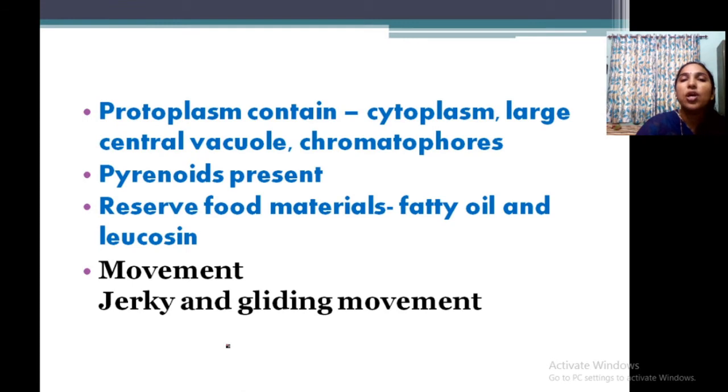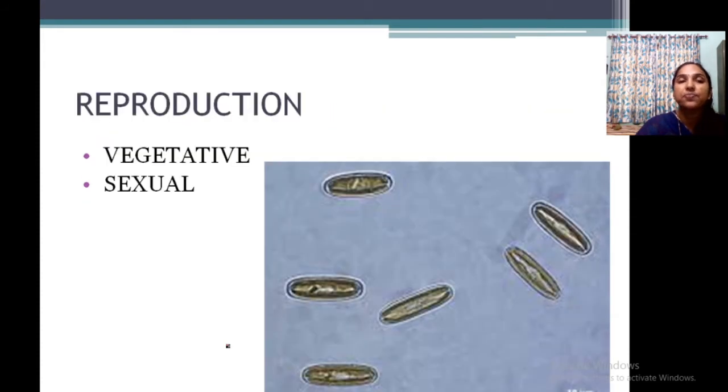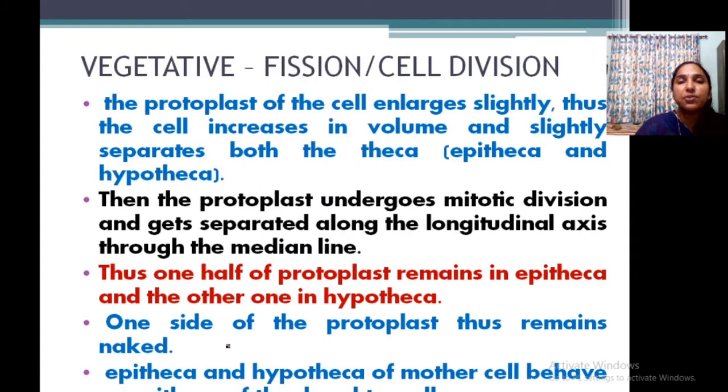Okay. Now, protoplasm contains cytoplasm, a large central vacuole and chromatophores. Then pyrenoids are also present. Reserve food materials, I already told you what they are: fatty oils, leucosin, chrysolaminarin, etc. Jerky movement or gliding movement is present. Here flagella are absent. Now, reproduction is by vegetative as well as sexual methods. Vegetative is simple by cell division. What is cell division? A cell divides into two.